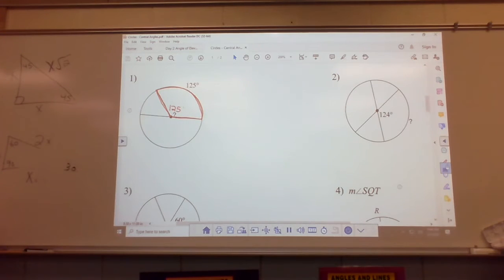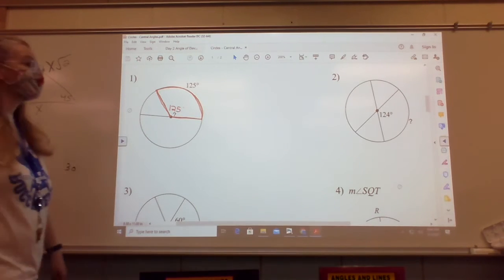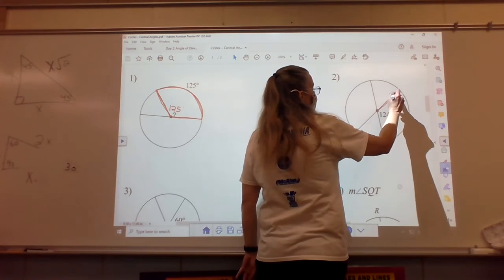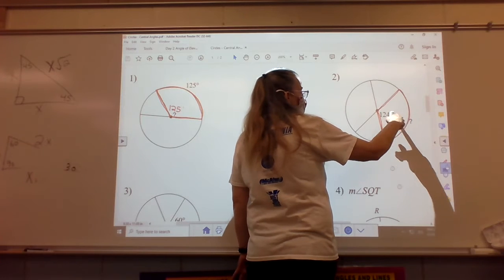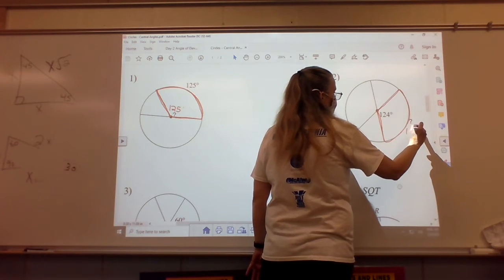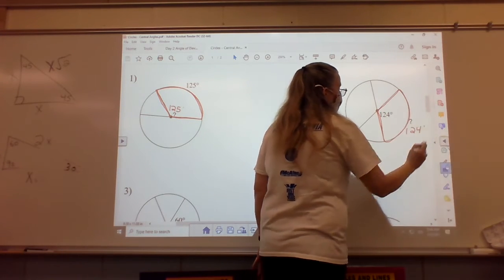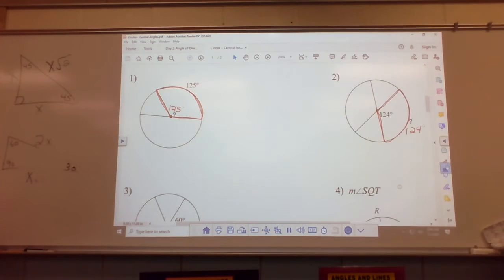Number 2 is just the opposite. I gave you the angle. So this angle goes with this arc. So this is 124, this is 124. Now there's one more super crazy easy. And then there's some that are a little bit harder, but still pretty easy. Is everybody okay on 1 and 2?